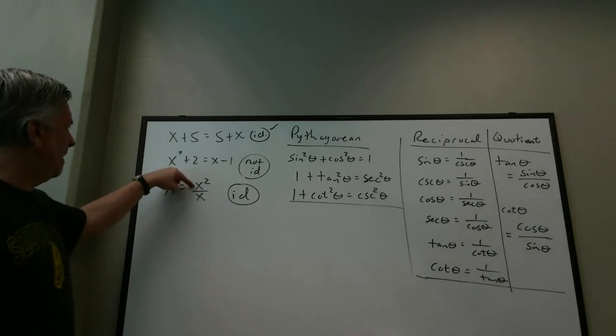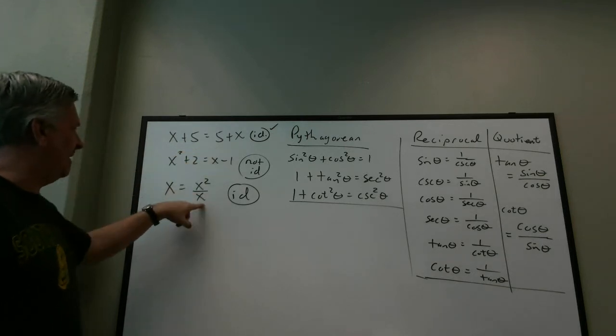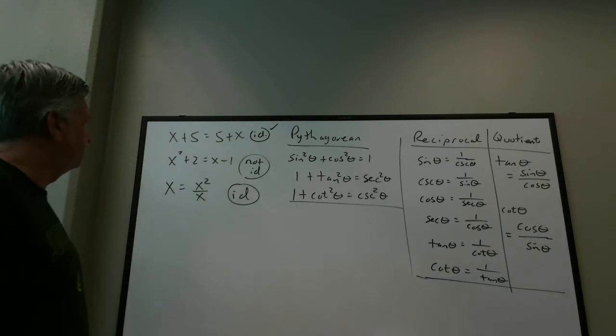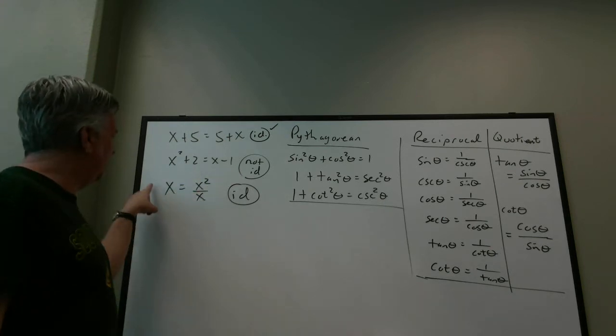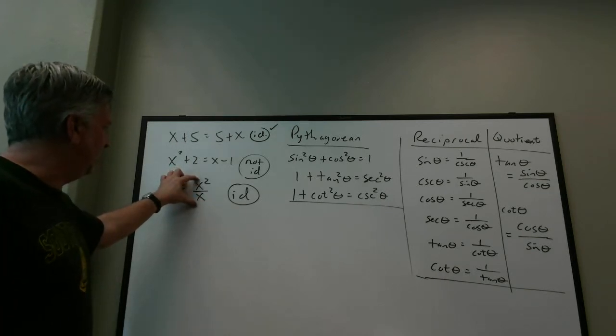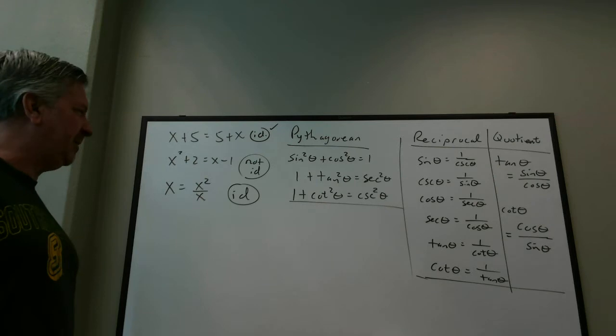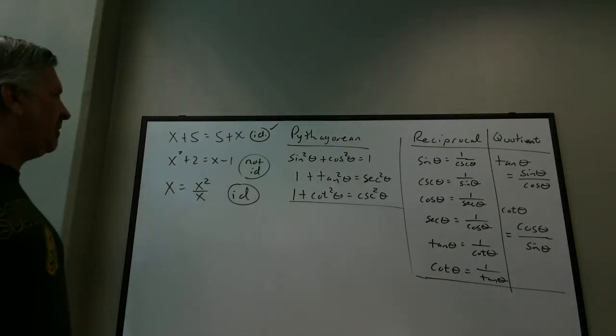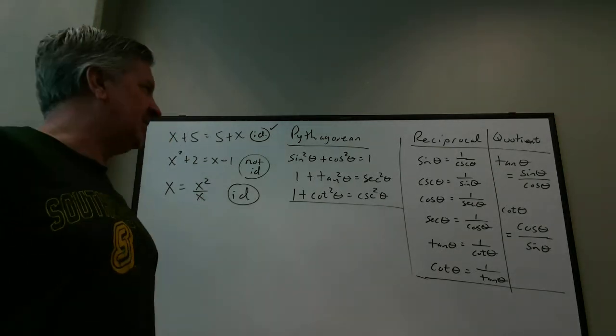Negative 7 squared, negative 7 quantity squared, divided by negative 7 is negative 7. Okay, so for any number besides 0, these two values will be the same. So even though 0 makes the right-hand side undefined, we don't hold it against it. Okay, so we're interested in identities in this section.